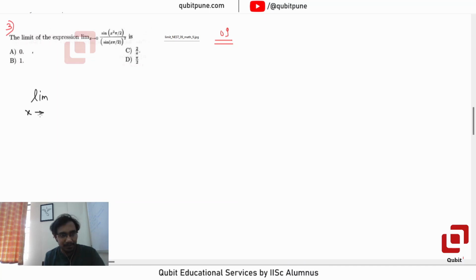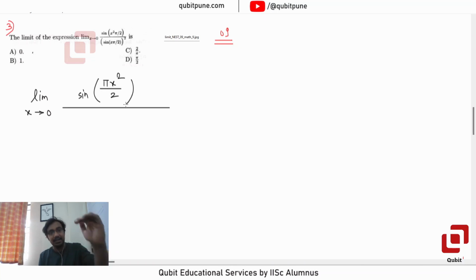Limit x tends to 0. There are two functions here. The numerator is sine of pi x squared by 2. So pi by 2 is there, and then we are squaring x only. And in the denominator it is sine squared actually of pi x by 2. Okay, that is what we have now.